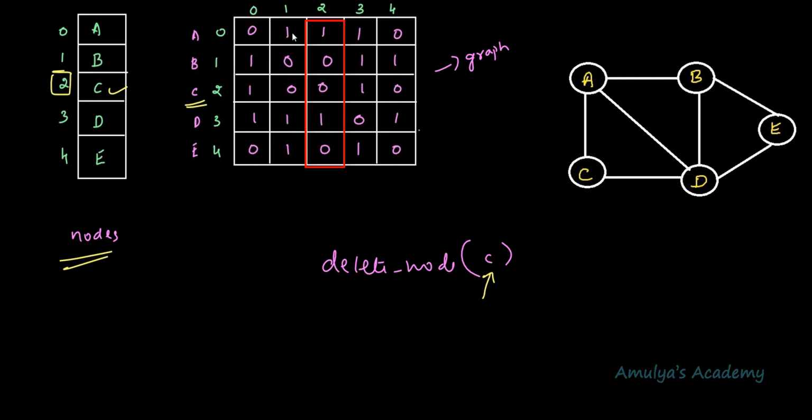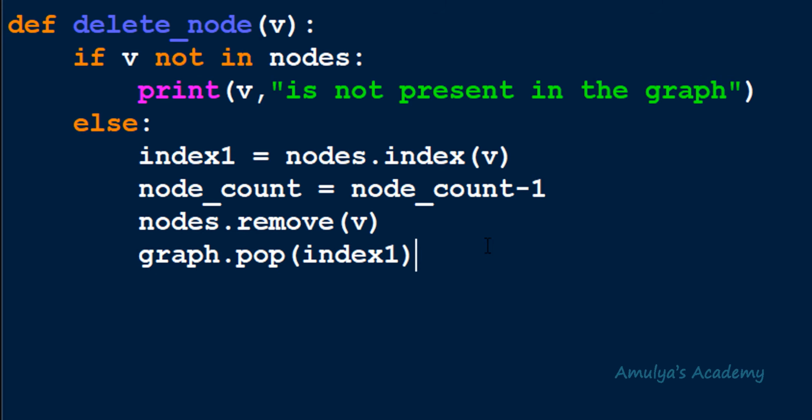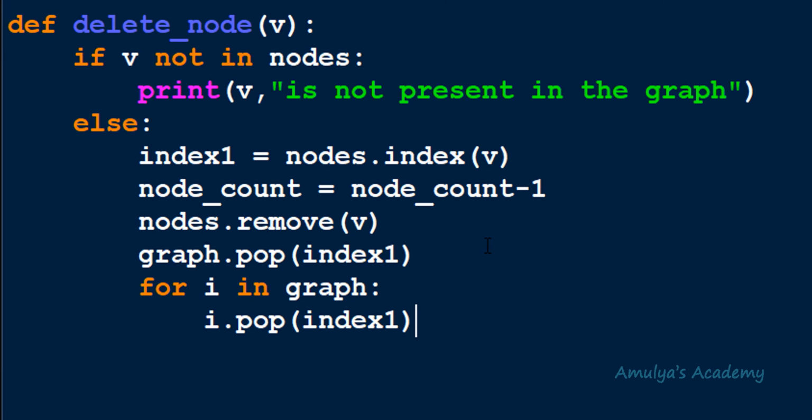Now here you need to check every row and you need to remove the second column. You need to go to row 0, delete this. You need to go to row 1, delete this. After deleting this, this will become the next row. So delete this. Next row, delete this. So we need to go to every row and we need to delete the second column. That's why I'm using a loop here, for I in graph. So here I will represent the inner list, and in I need to pop index 1.